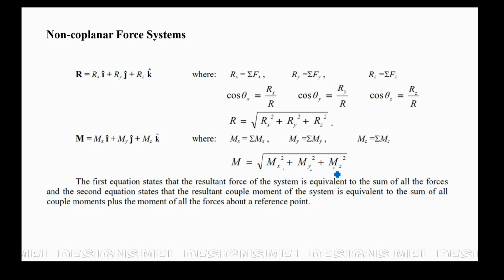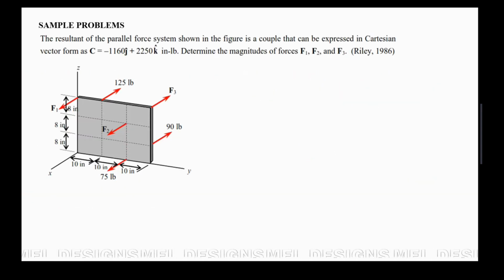Okay. So the first equation states that the resultant force of the system is equivalent to the sum of all the forces. And the second equation states that the resultant couple moment of the system is equivalent to the sum of all the couple moments plus the moment of all the forces about a reference point. So, same concept lang sila nung katatapos lang nating discussion. Ang difference lang dito is nagkakaroon na ngayon tayo ng z-axis. Okay, so i-apply pa rin natin kung ano yung alam natin dun sa coplanar force system. So, let's start with our first example here.